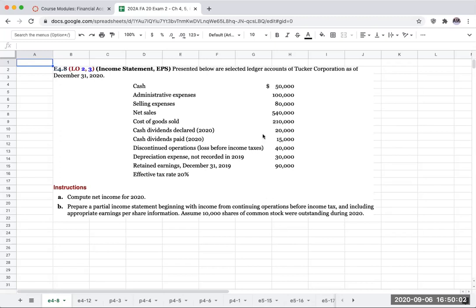So the first thing is that I'm going to just go through and do a normal income statement. Because we've got cost of goods sold, I'm going to set this up as a multi-step income statement. This is going to be different than your book solution, but we're all entitled to do things a little bit differently. So we would start off with Tucker Corporation.